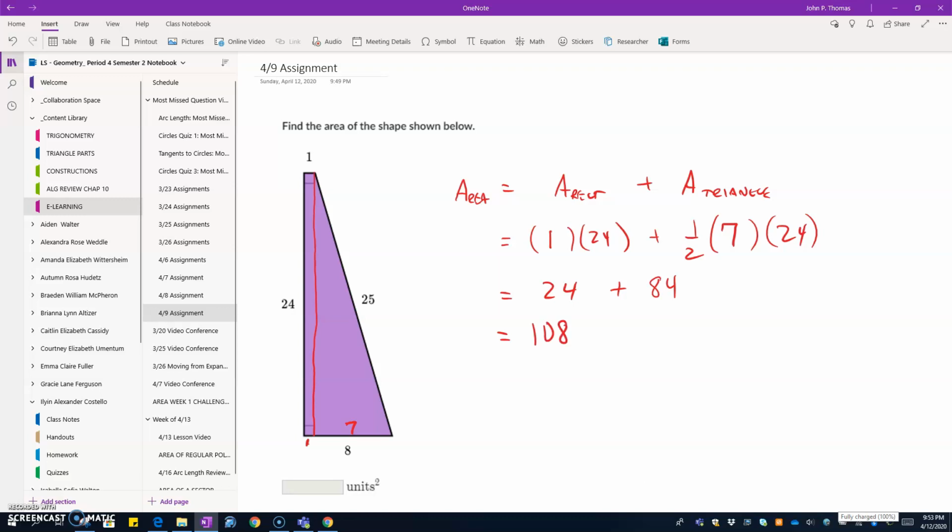Now, this is an area problem, so we're going to say units squared because they did not provide units for this problem. All right, so that problem was one of the most missed. Again, a lot of little spots where we could make a mistake. One of the most common small spots is putting an 8 where that 7 is, thinking of the base of the triangle as 8 instead of 7.